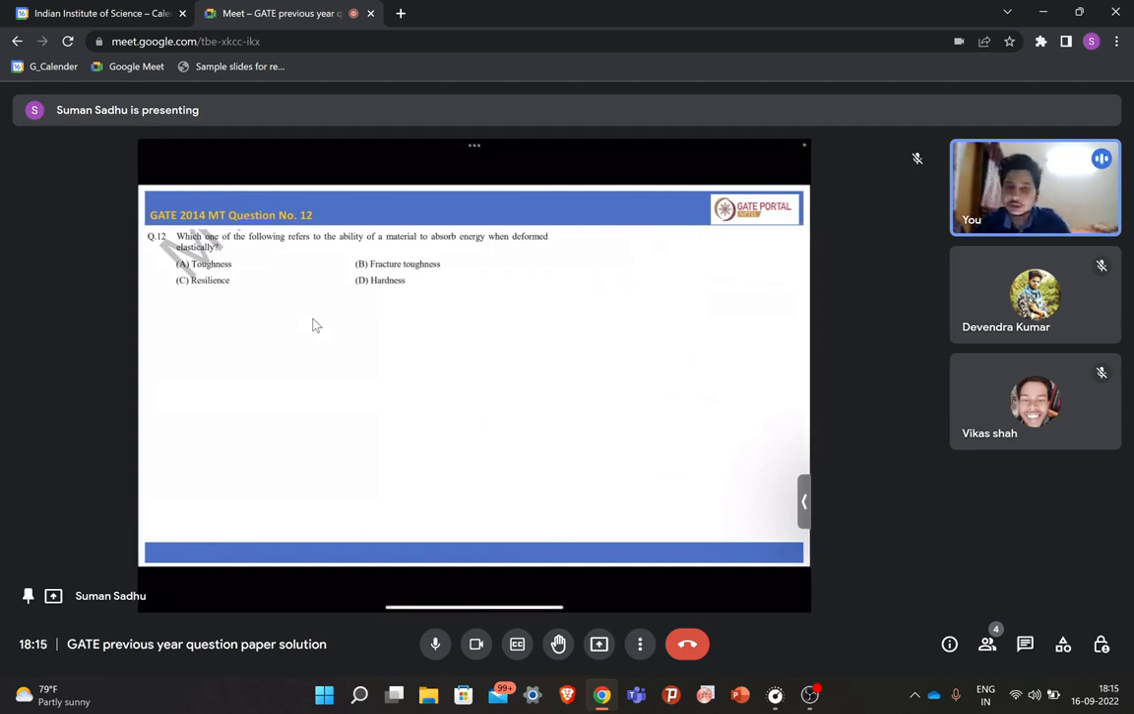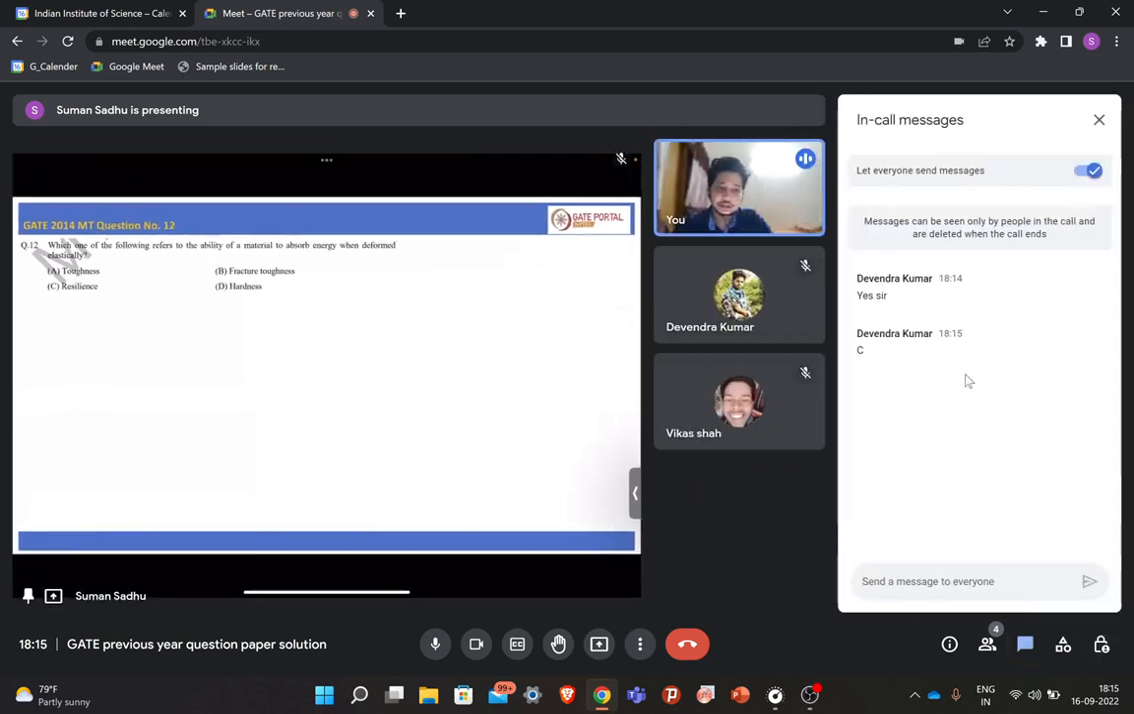So this is question number 12 of GATE 2014 Metallurgical Engineering. The question states: which one of the following refers to the ability of a material to absorb energy when deformed elastically? Option A is toughness, option B is fracture toughness, option C is resilience, and option D is hardness. So yes, Devendra, you are right.